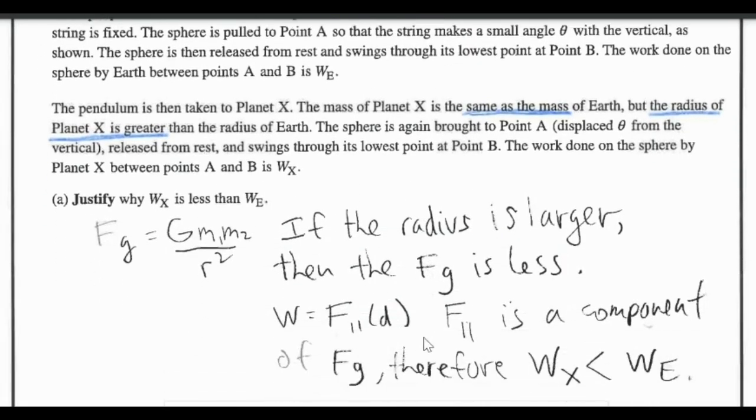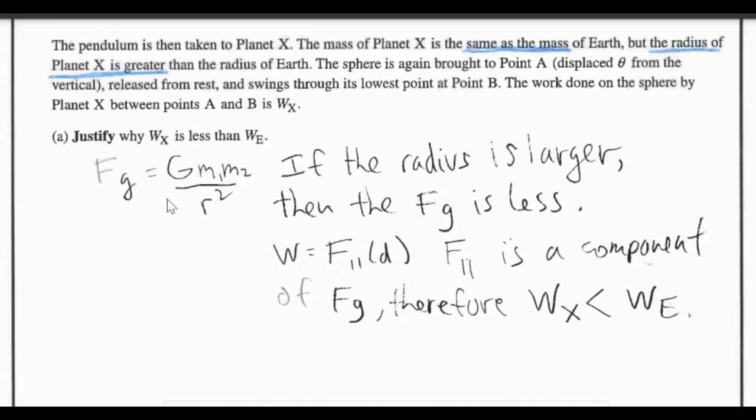So I said over here that the force of gravity equals GMm over r squared. If the radius is larger, which is an inverse square relationship to Fg, then the Fg is less. And then the work is the parallel force times the distance. So the parallel force is a component of Fg. Therefore, the work of X has to be less than the work of E, the work done on Earth.